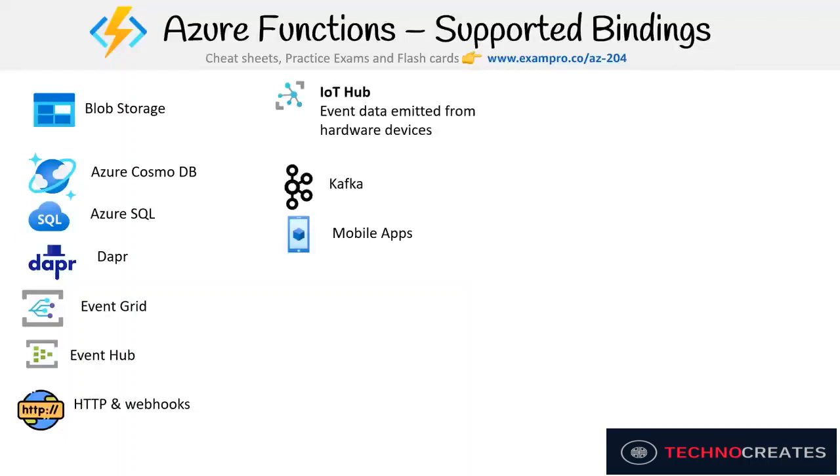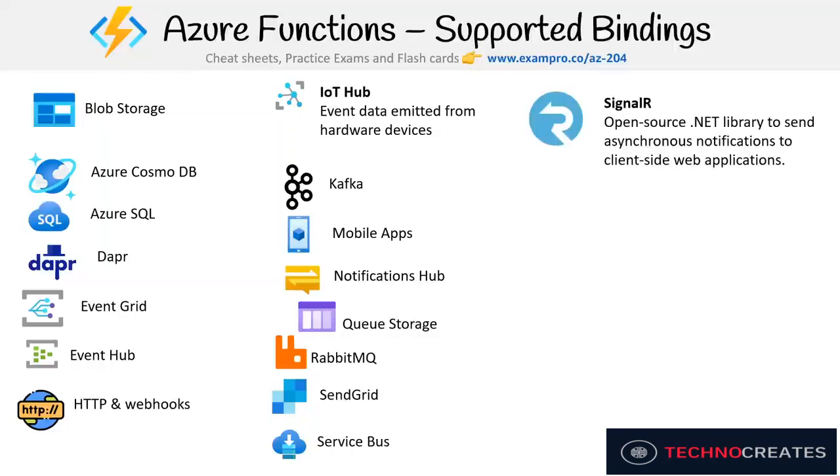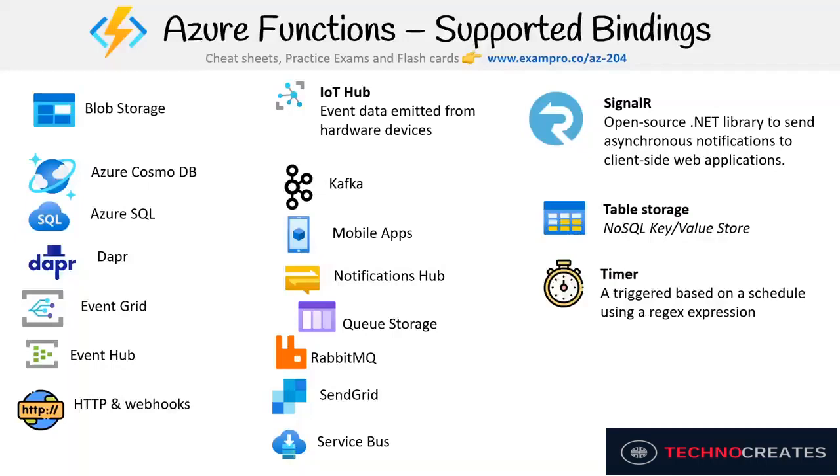IoT Hub, Kafka, mobile apps, Notification Hub, that's for push notifications, queue storage, messaging. RabbitMQ, that is an open source queuing system. SendGrid, which is for sending emails. Service Bus, which is both queuing and pub/sub. SignalR, which we don't really talk about much in this course, but it's an open source .NET library to send asynchronous notifications to client-side web applications. Table storage, timer, Twilio. All right.